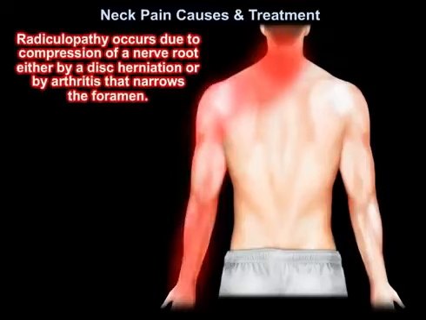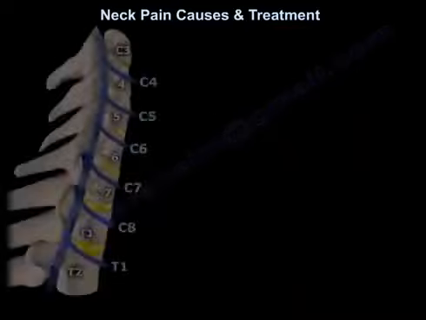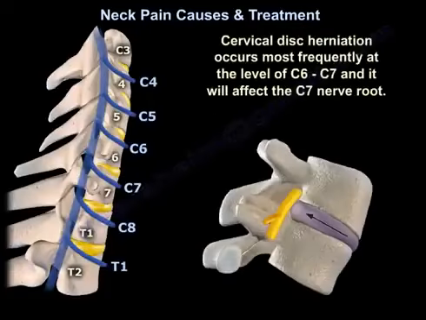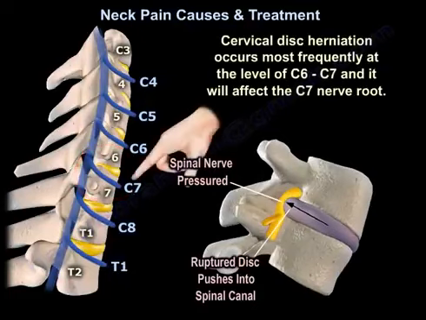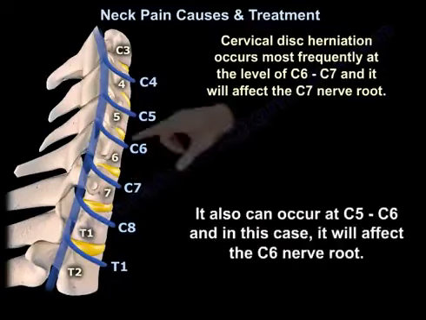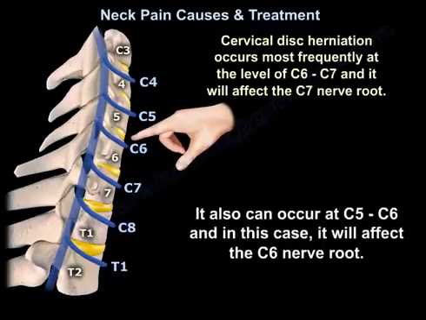Radiculopathy occurs due to compression of the nerve root, either by a disc herniation or by arthritis that narrows the foramen. Cervical disc herniation occurs most frequently at the level of C6, C7, and it will affect the C7 nerve root. It can also occur at C5, C6, and in this case, it will affect the C6 nerve root.